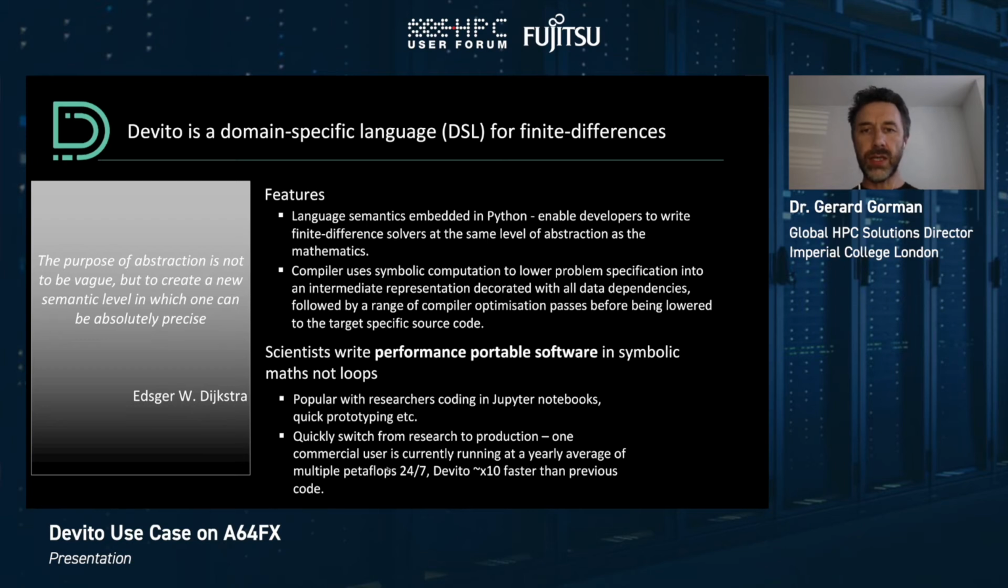It's already running. It's already generating high performance code that is generally very close to what a guru would be able to write if they hand wrote the code and hand tuned the code, and it's often faster. So one of our commercial users is currently running Devito 24/7, and it's about 10 times faster than their previous code.